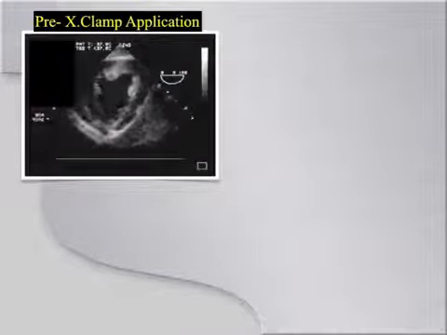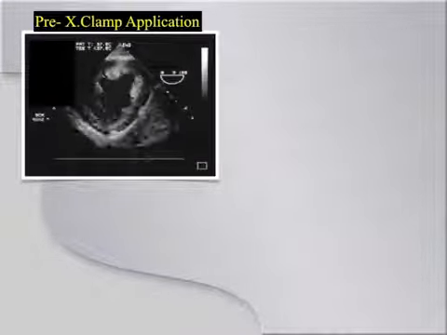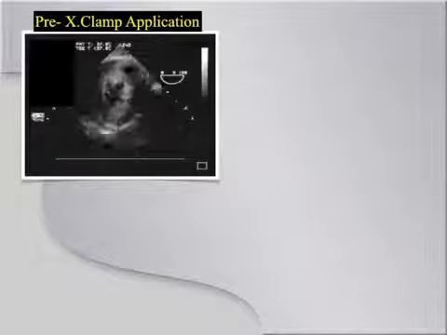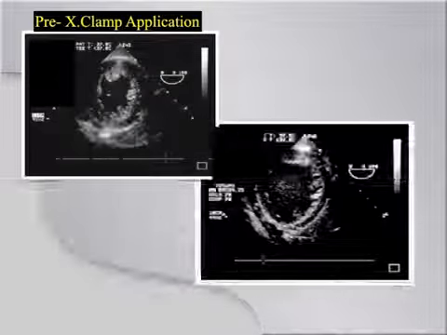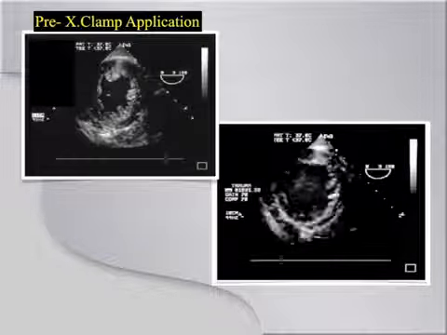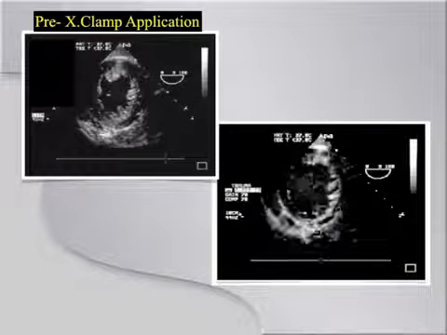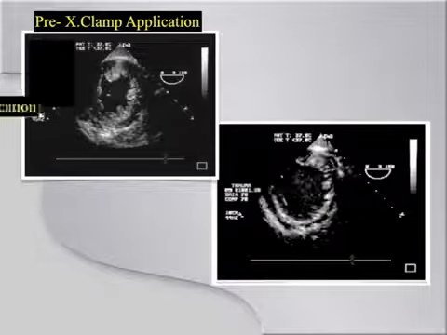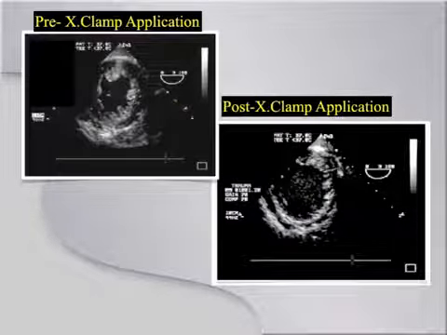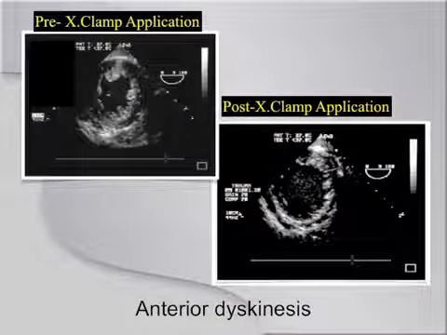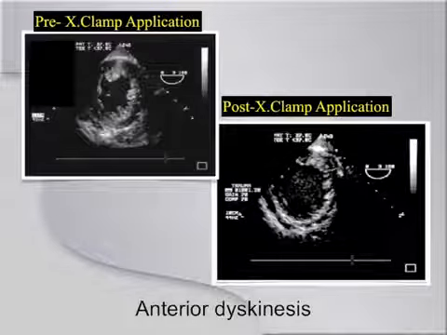Application of an aortic cross clamp can dramatically increase afterload and cause ischemia and changes in wall motion. Can you identify the wall motion change with clamping? Here we see the development of anterior dyskinesis with cross-clamp application. The inferior wall may also be hypokinetic, but may have been so pre-cross-clamp as well.